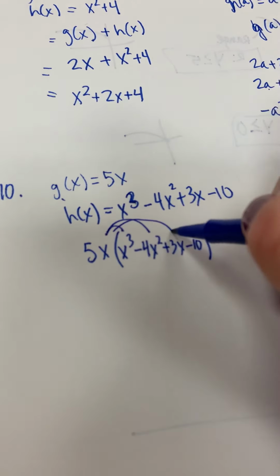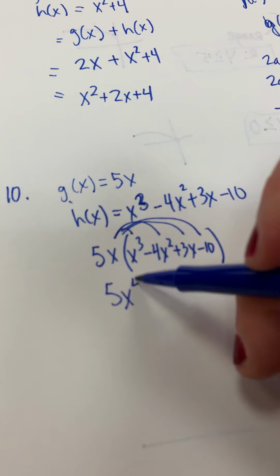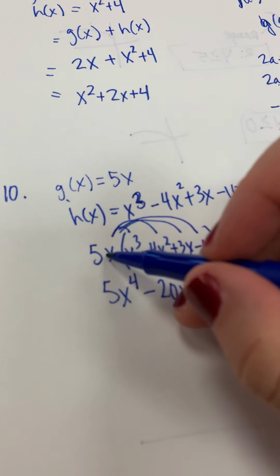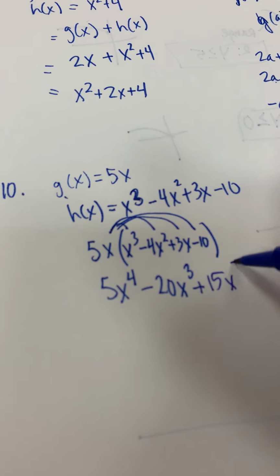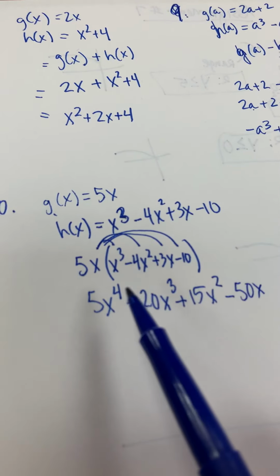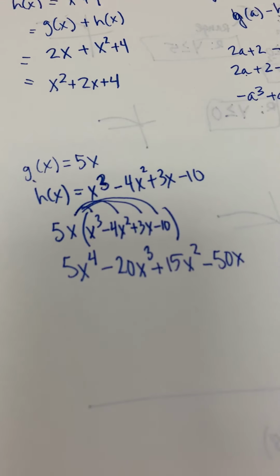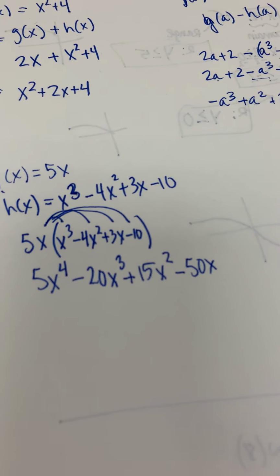And when you multiply, you're going to be adding exponents. So I'm going to get 5x to the fourth minus 20x to the third, because 1 plus 2 is 3, plus 15x squared minus 50x. And notice I have a 4, a 3, a 2, and a 1, and I can't combine any of those terms. All right, so now we are down to composition problems.